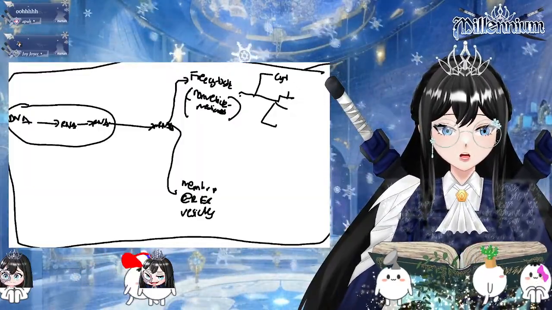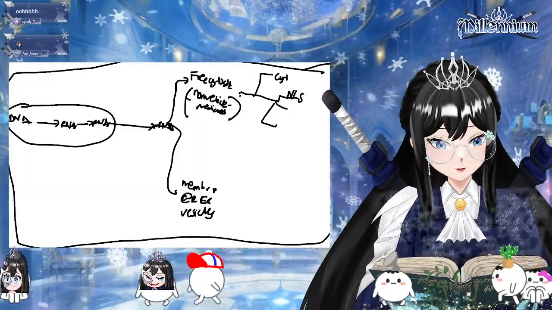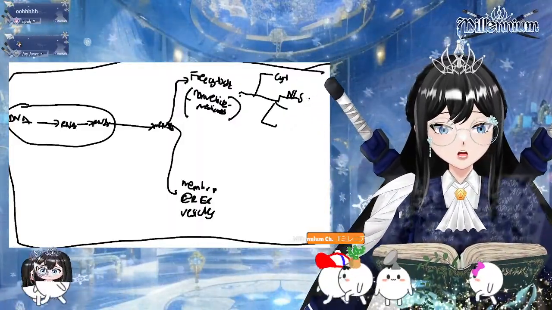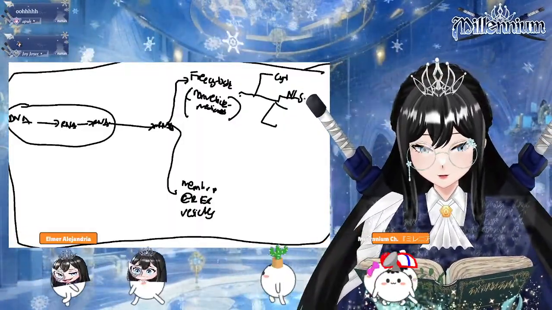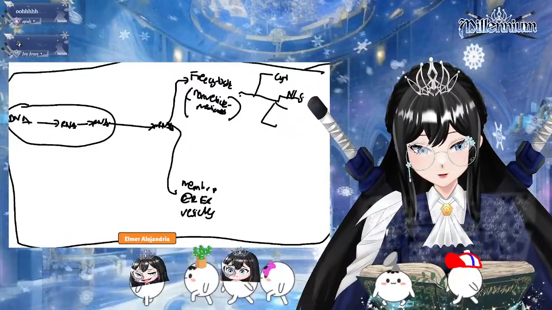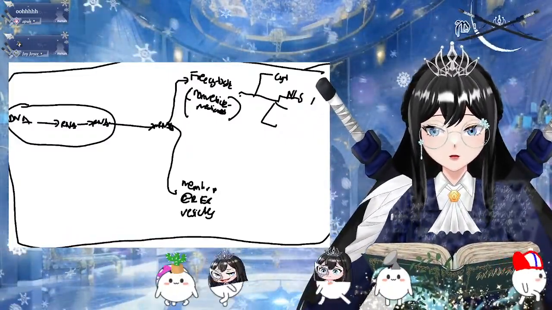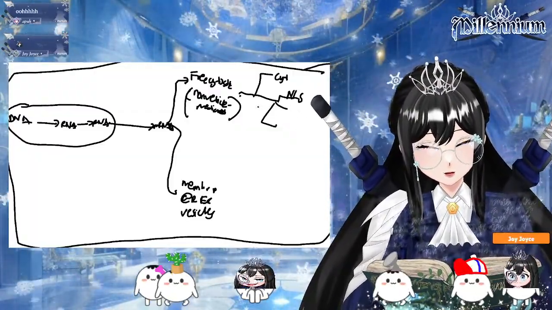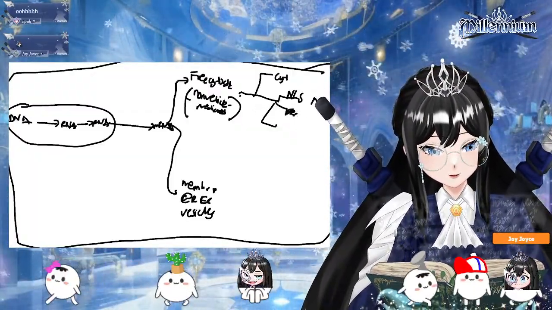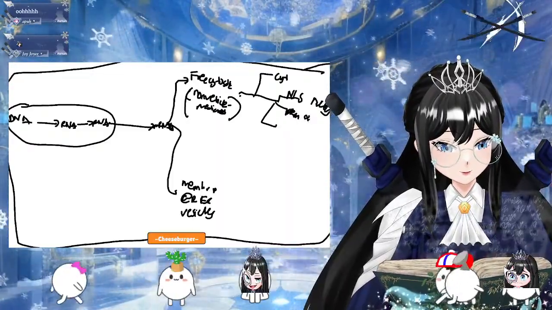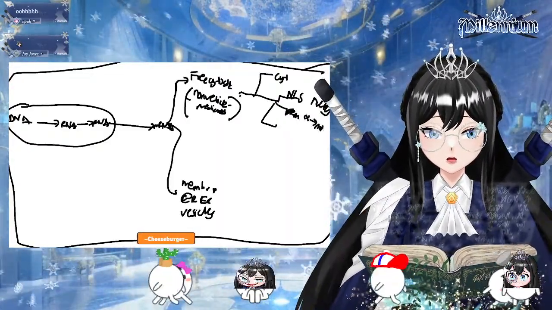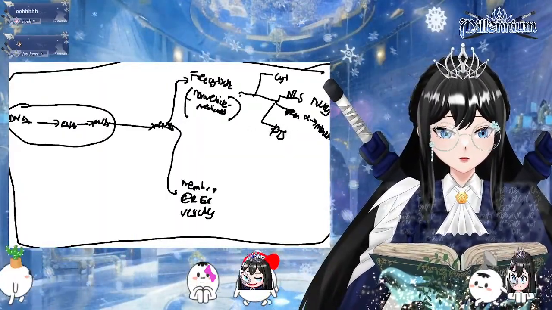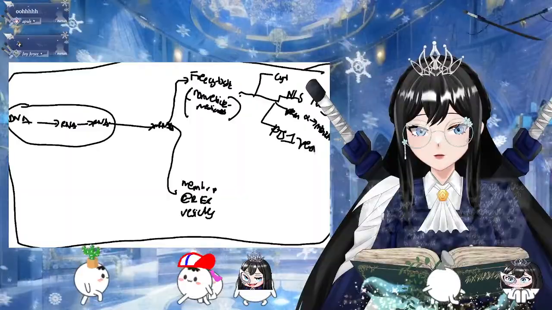If it has the NLS, the nuclear localization signal, it's recognized by the importin, and after that it will be translocated to the nucleus. But if it has the N-terminal amphipathic alpha helix, then it goes to the mitochondria. And then if it has the PTS1 signal, it'll go to the peroxisomes.